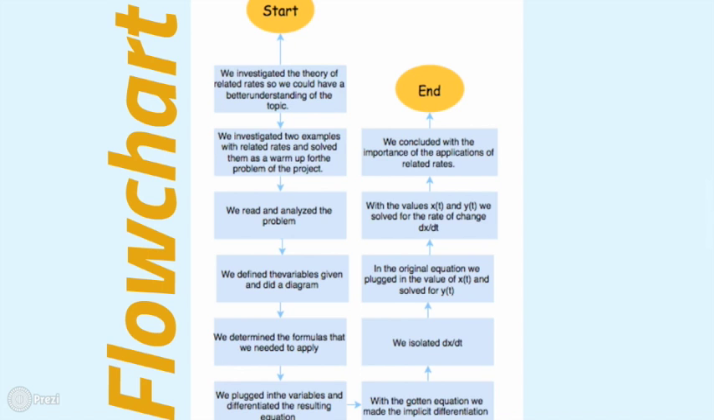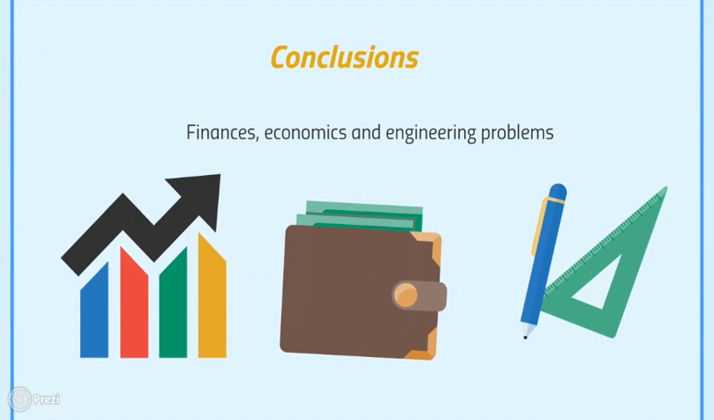We investigated related rates, then we analyzed the problem and the variables given. We wrote down the formulas, variables, and equations. Then we did the implicit differentiation, isolated variables, solved the rate of change, and concluded with the importance of related rates. After investigating rates of change, searching examples and figuring out how to solve them, we can conclude that this project can help us understand how rates of change are applied in real-life situations, such as finances, economics, and engineering problems.